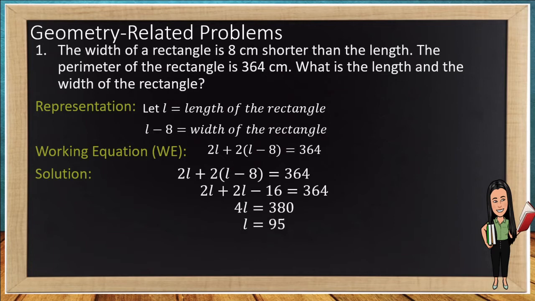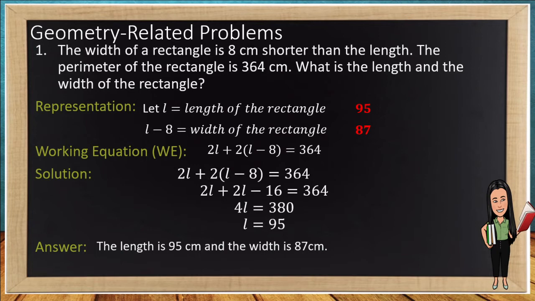L is 95. Okay, let's go back to our representation. 95 is the length. 95 minus 8 is 87. That would be the width. So the answer is, the length is 95 centimeters and the width is 87 centimeters.